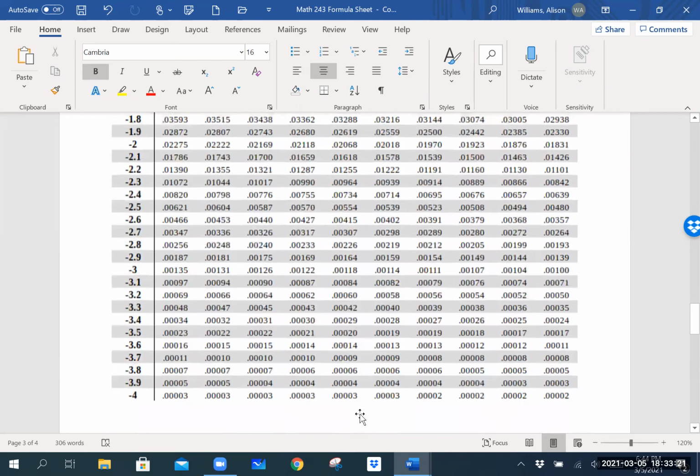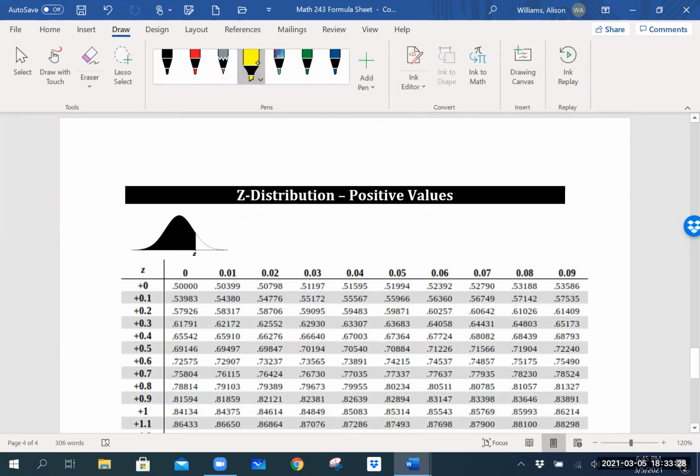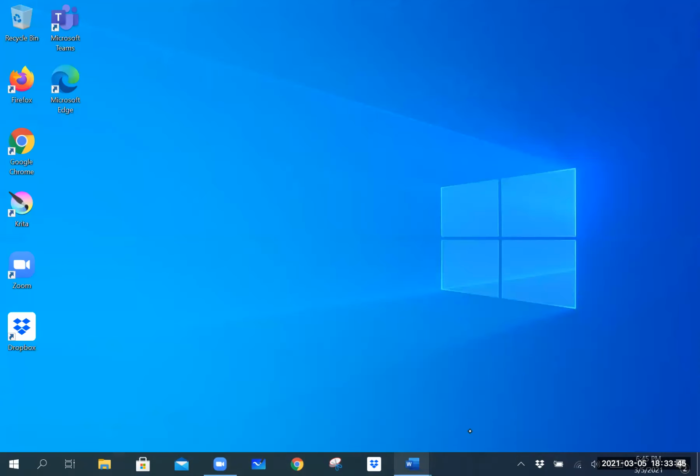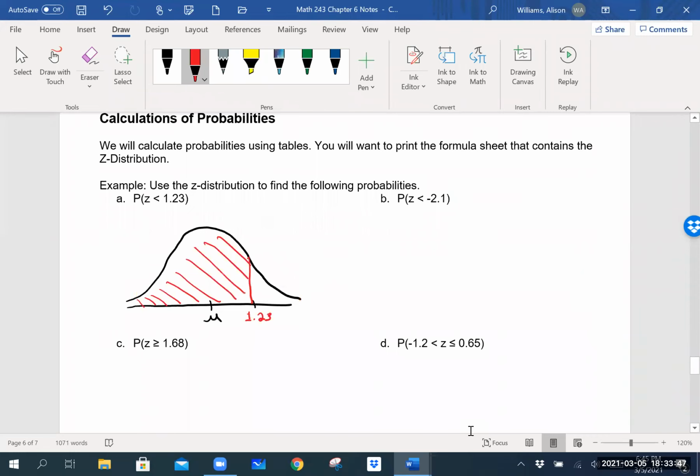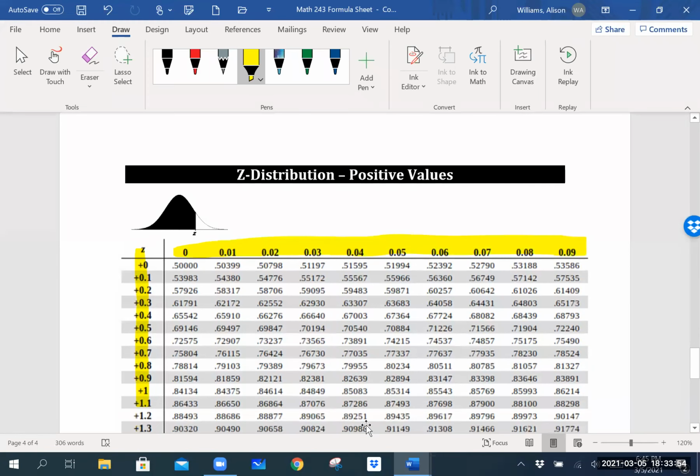The way you use the table is you see the values down here on this column. Let me go and grab my highlighter. These values here represent the first 2 numbers of the z-score, and then these values here represent the second digit of the decimal. I'm going to bounce back and forth between the 2 pages. We want to find a z-score of 1.23. On our table then, we're going to go to 1.2 here on this left column.